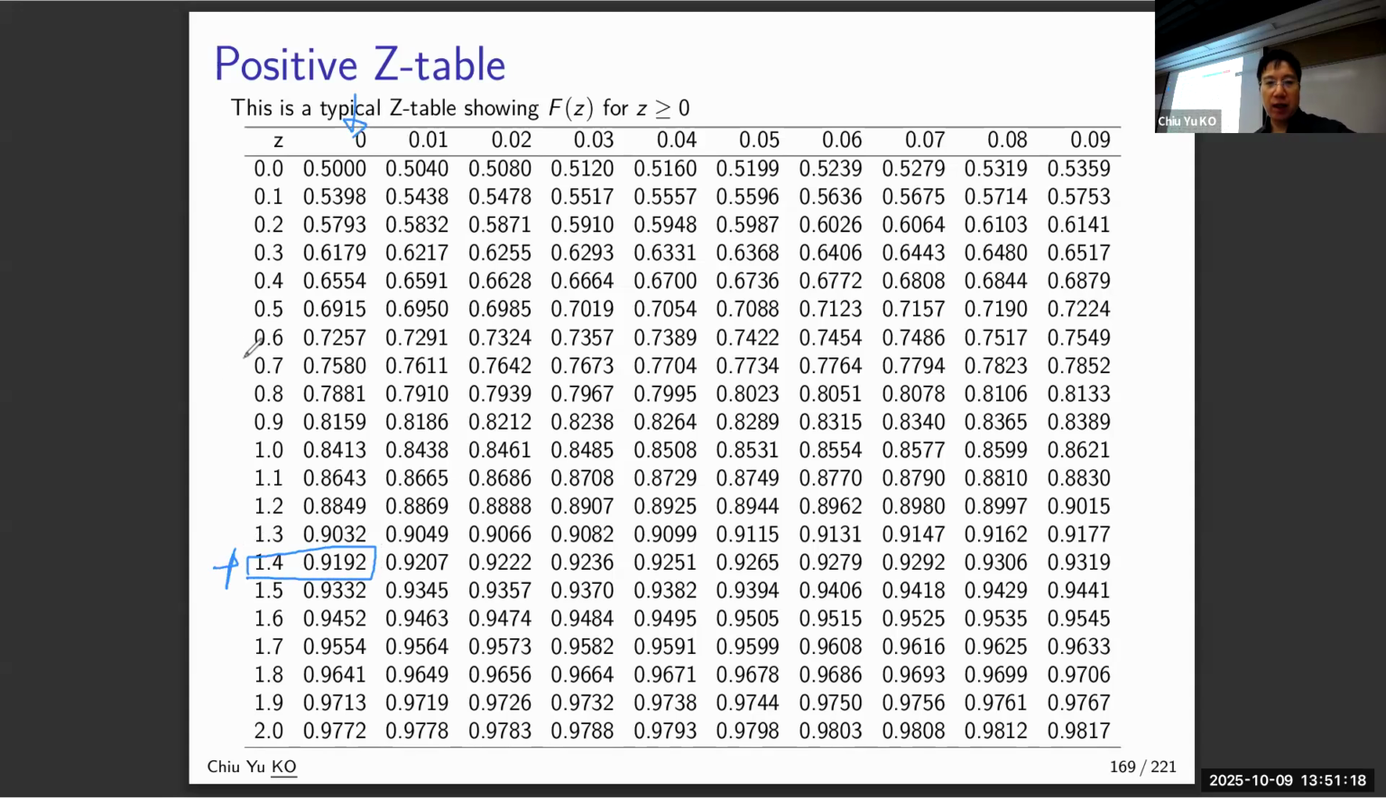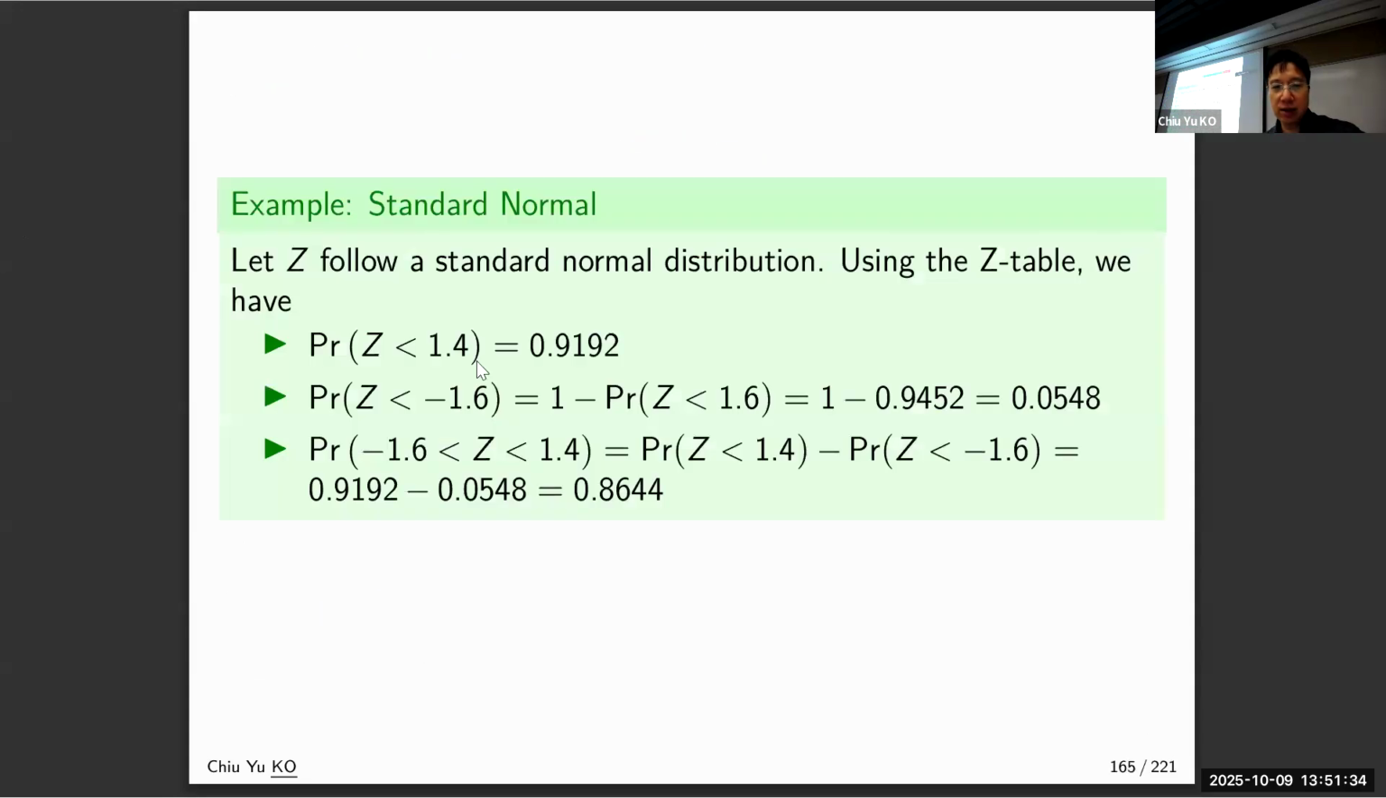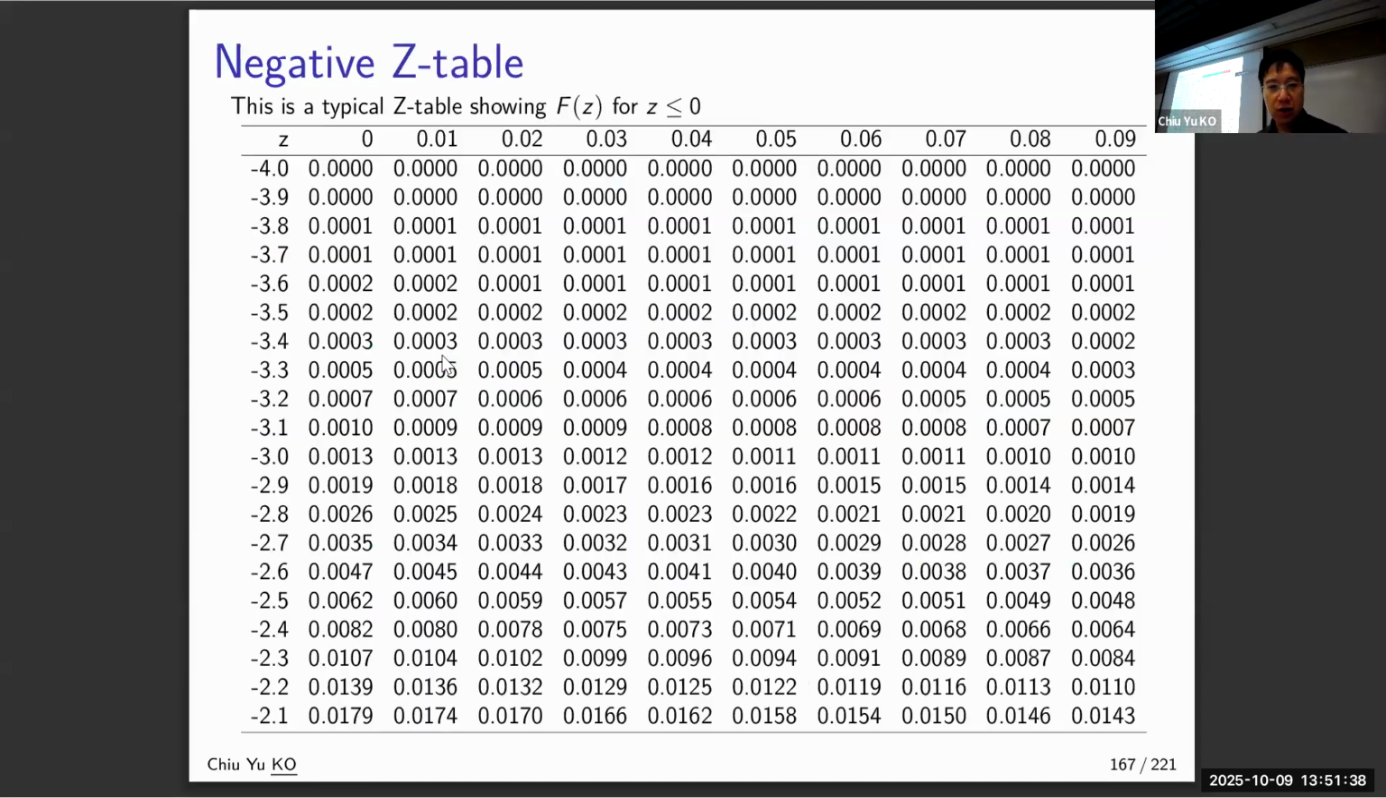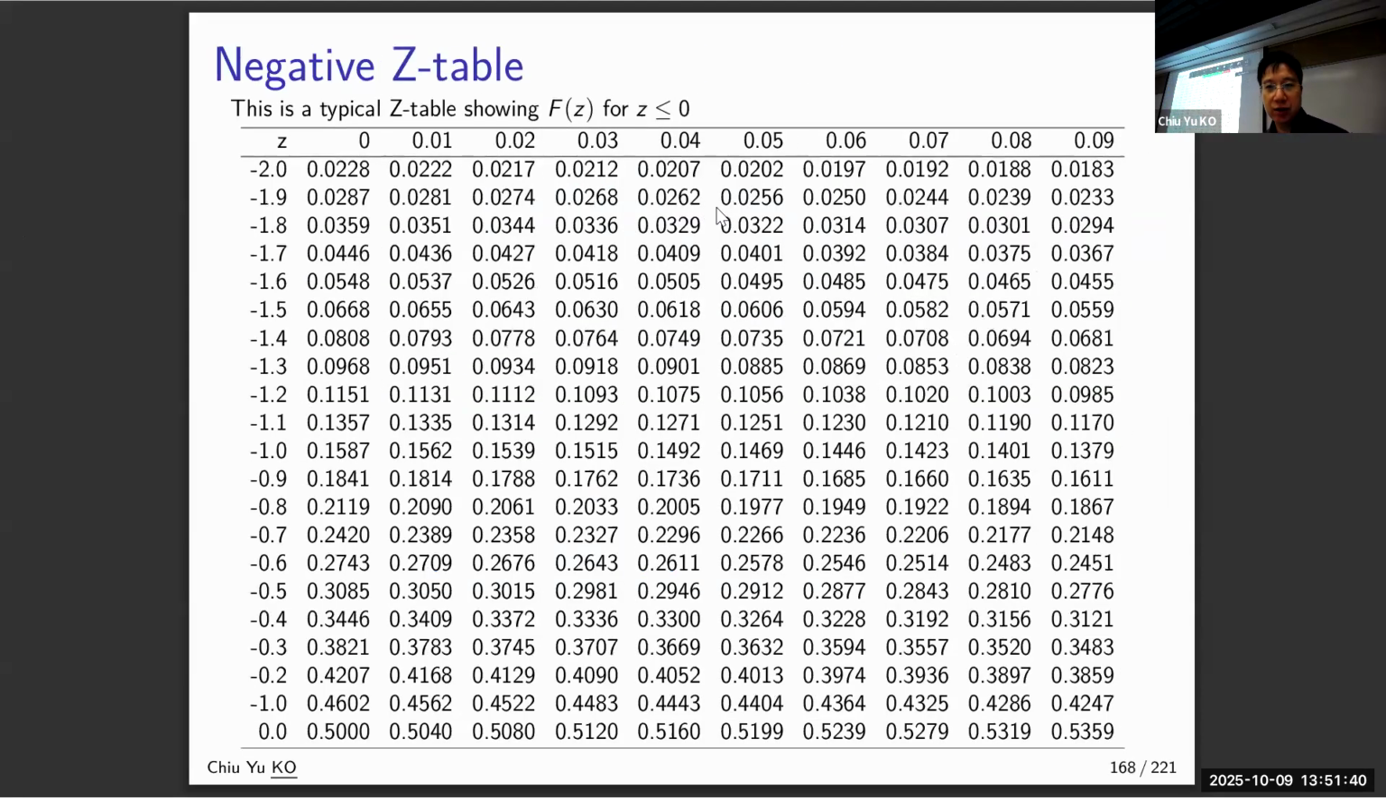And if I ask you the probability that Z is less than 1.45, then you have to go to the fifth column. And similarly, less than negative 1.6, then you go to the row negative 1.6, which is this guy. So this is the entry, then this number.